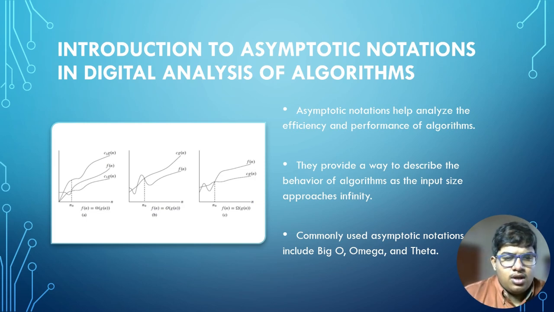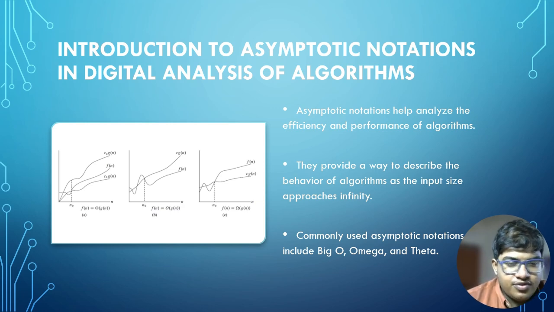Commonly used asymptotic notations include big O, big omega, and big theta. Here on the left you can see the diagrams for the different ones. The first one being the big theta, the second one being big O, and the third one being big omega.